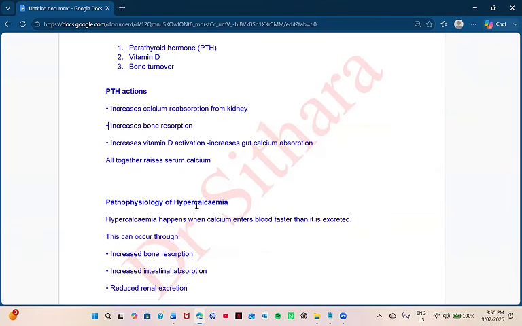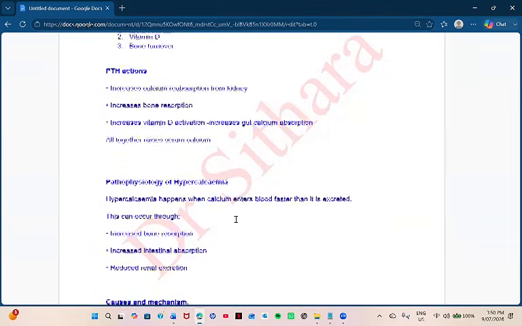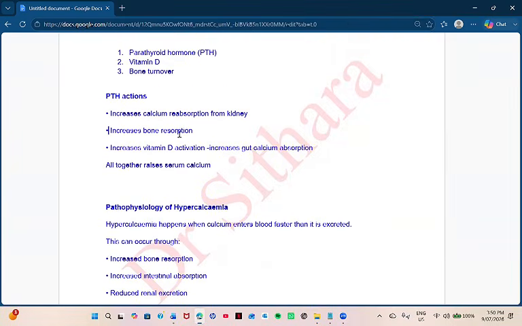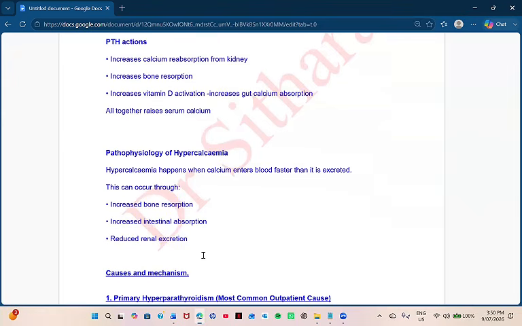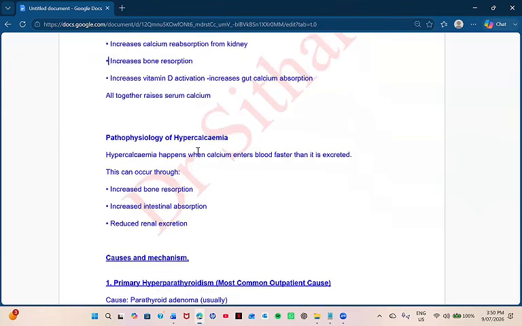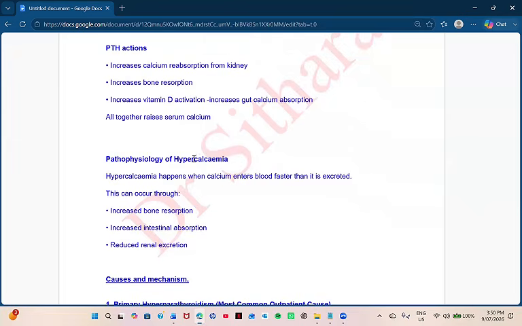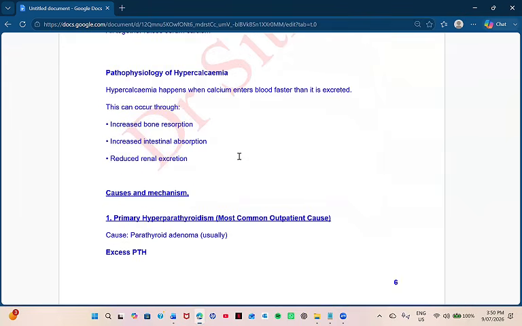So the pathophysiology of hypercalcemia: we know the mechanism, right? Reabsorption from the kidney, bone resorption, and activated vitamin D that can increase gut calcium absorption too. So if something is increasing these three mechanisms, that can lead to hypercalcemia. So: increased bone resorption, increased intestinal absorption, and reduced renal excretion. These are the three things associated with hypercalcemia, right?